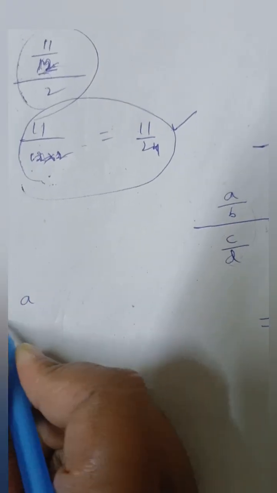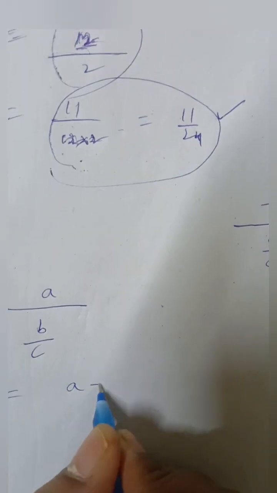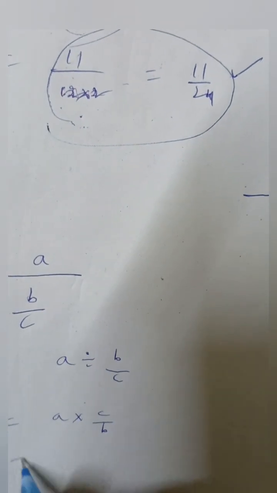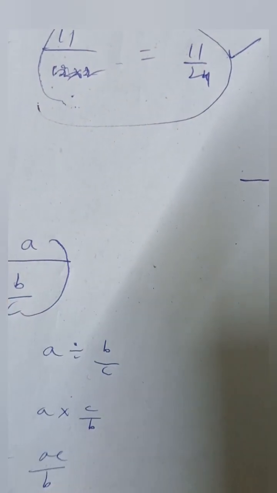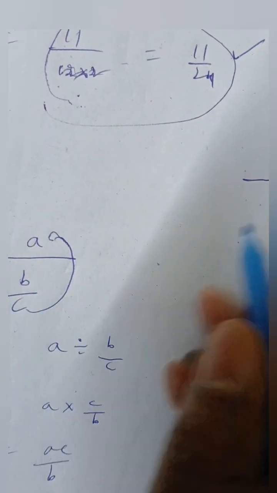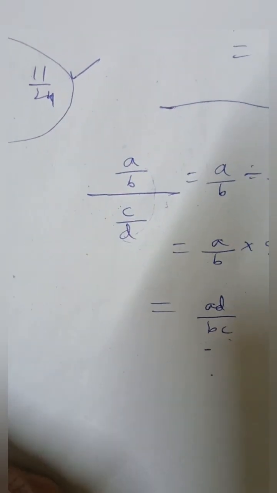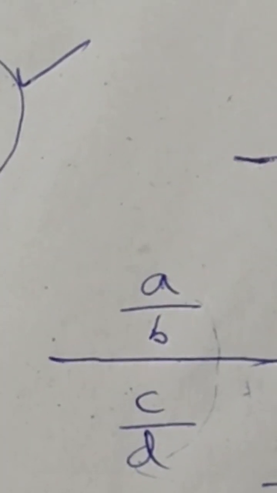Suppose if we have A divided by B by C, then A divided by B by C becomes A into C by B, AC by B. That time C goes up. Here we have to first see what is given. Whether it is given A divided by B by C, or A by B divided by C, or A by B divided by C by D. We have to see first of all what is given.